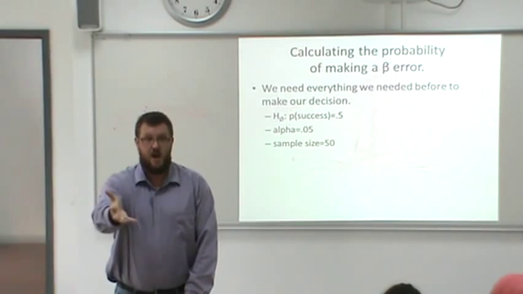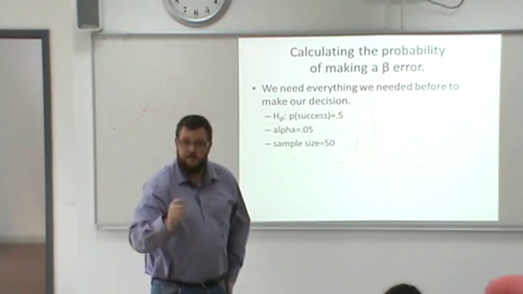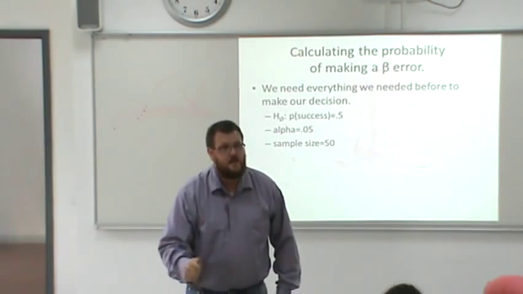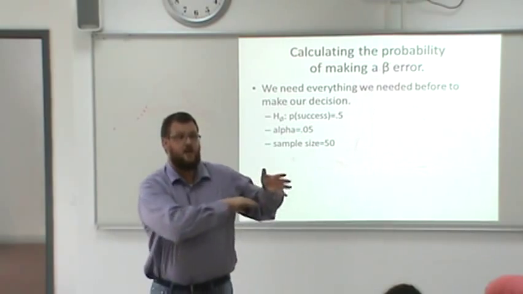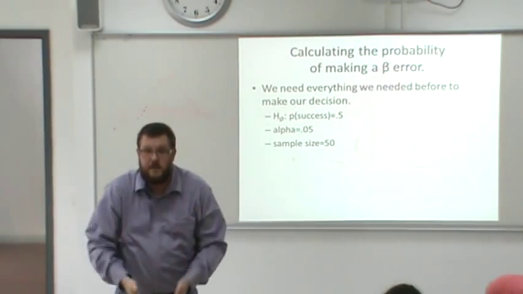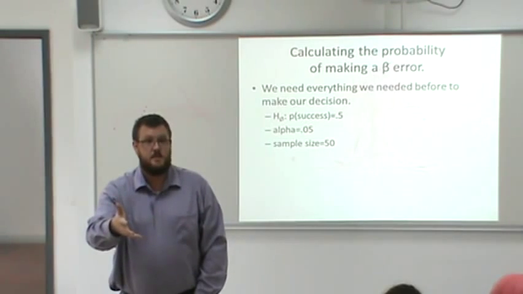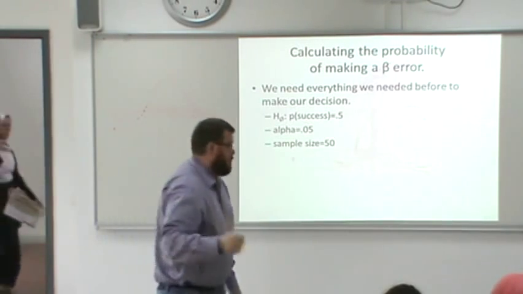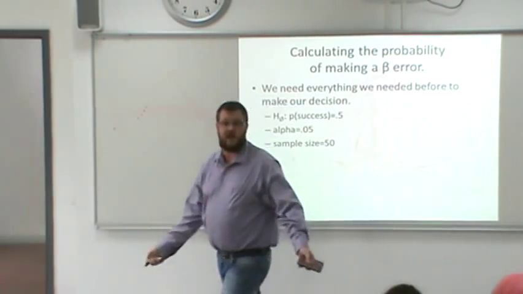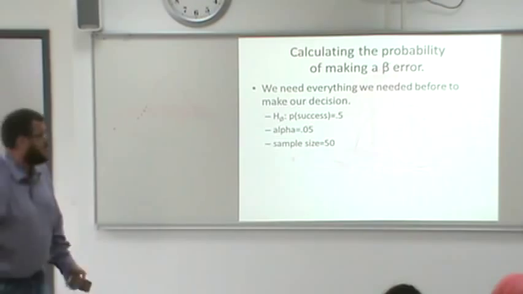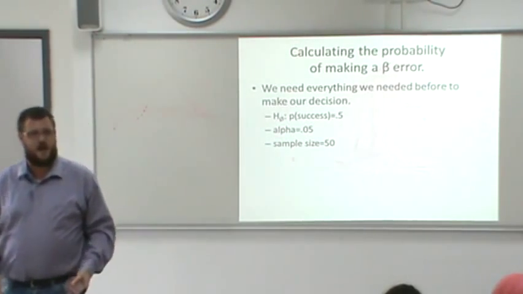The probability of success, right? So if we do lots of flips, the number of successes that we get, if we divide that by the total number of flips that we did, this will give us the percent of successes or the probability of success. Right? So if we do this a lot, what it should give us is a true probability of success. So this was the probability of success that the null hypothesis said.